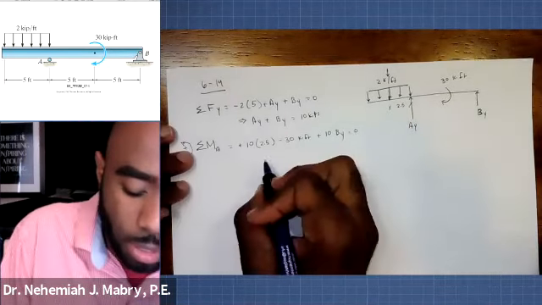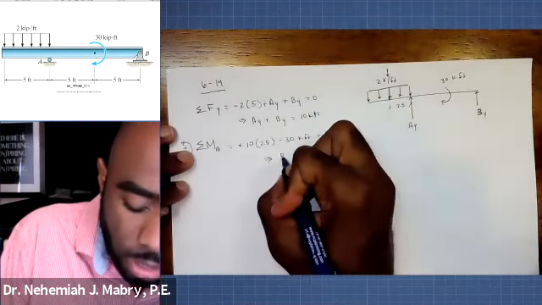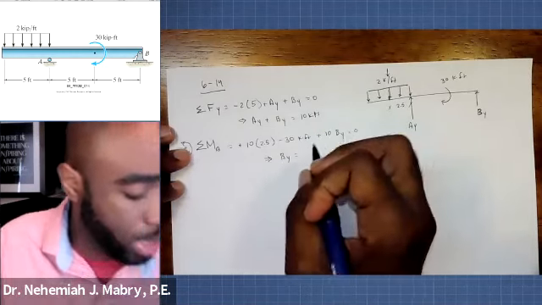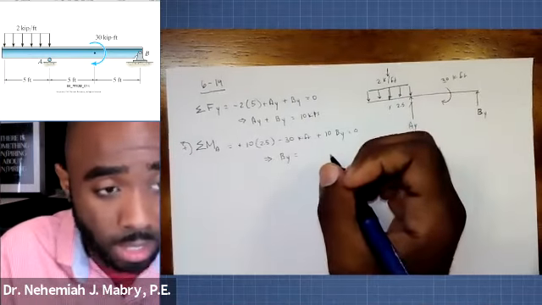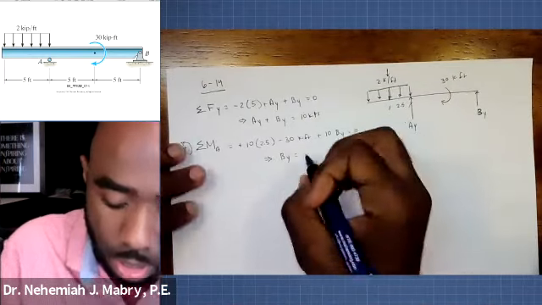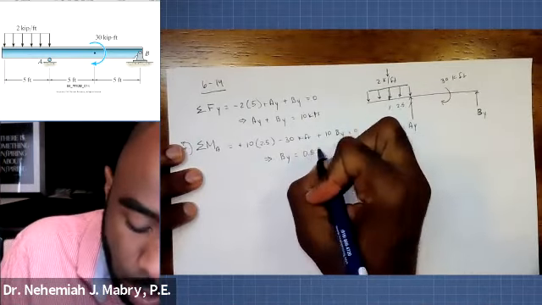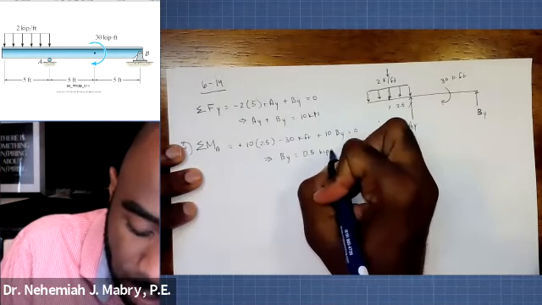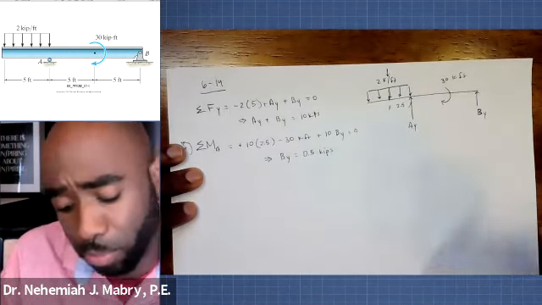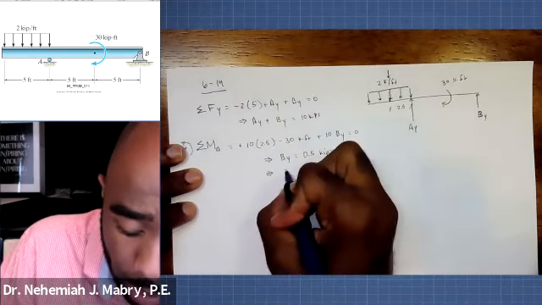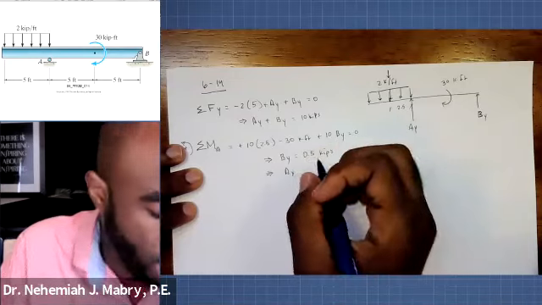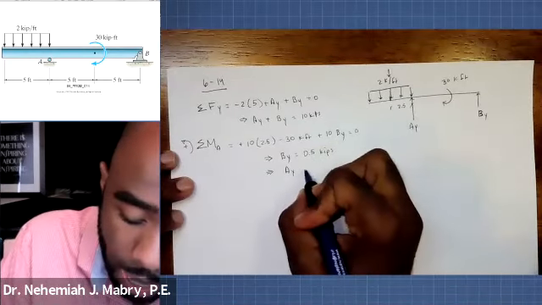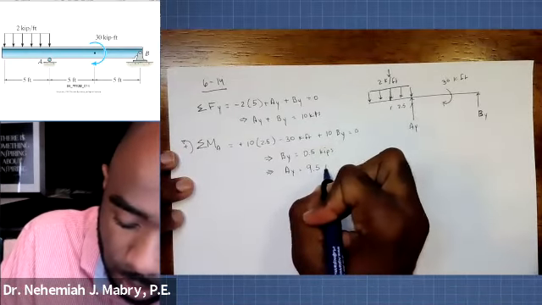What does that mean? That should mean that algebra gives us the same value, which is BY equal to 0.5 kips. And if BY is 0.5 kips, what does that make AY? Well, quite simple. It makes AY 9.5 kips.